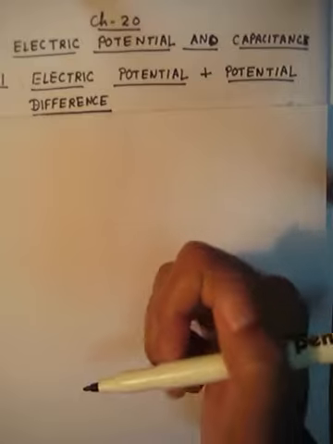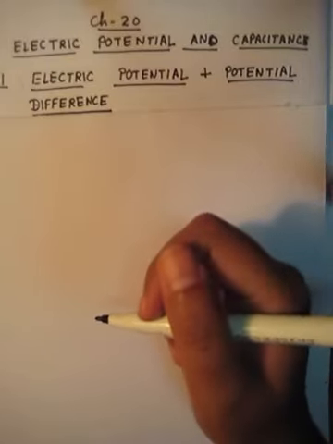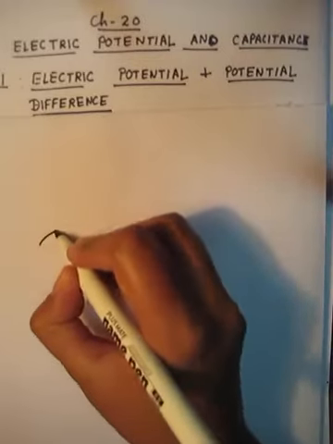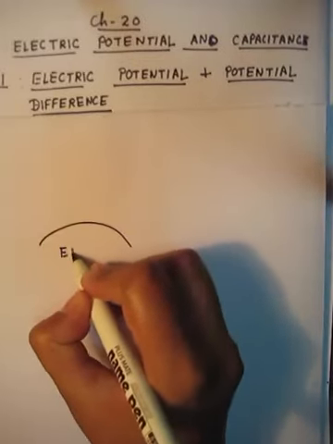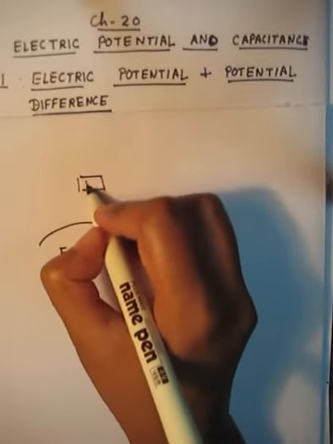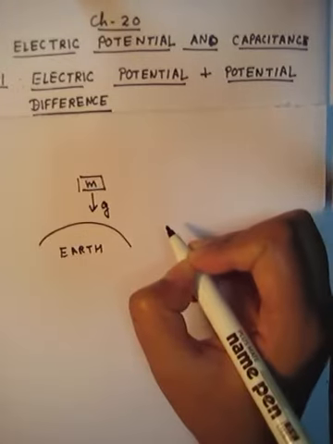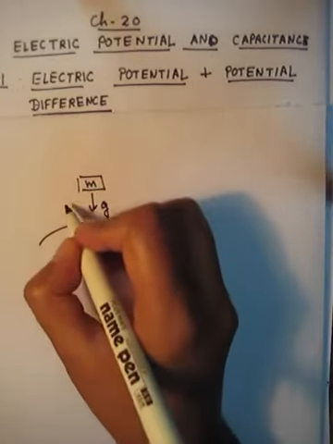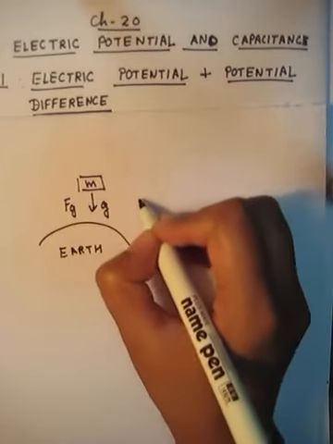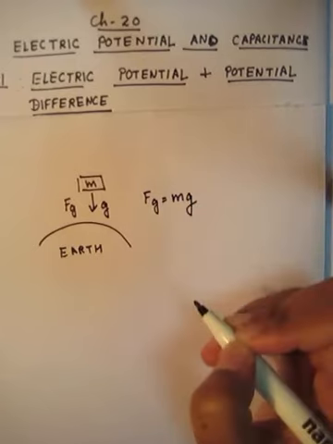Now, in order to study and understand potential and potential difference, we need to relate it to gravitational potential and gravitational potential energy. Now, if you remember, if on Earth there is an object which has a mass of m, it falls due to acceleration due to gravity, and this force due to which this object falls is given by mg.